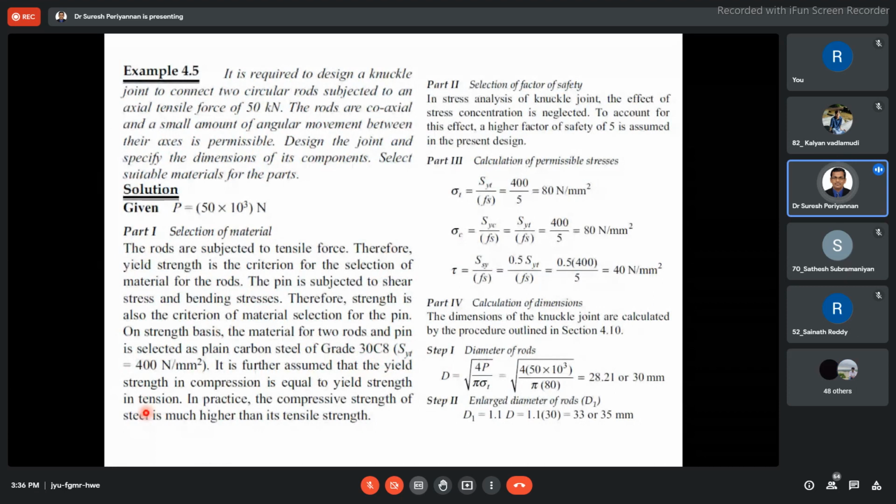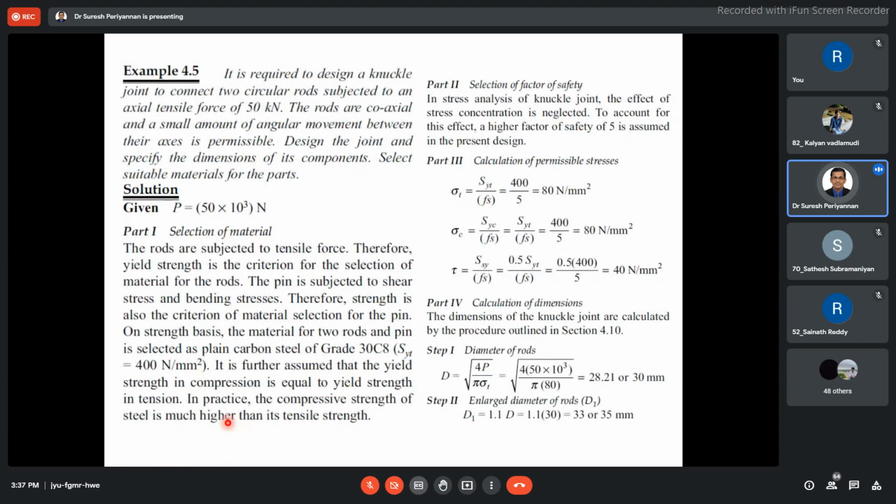Yield strength in compression is at least equal to the yield strength. Suppose compressive strength is not given, you may consider it at least equal to the yield strength. But in practical conditions, compressive strength is always greater than the yield strength. In two earlier problems we discussed, we considered compressive strength as twice the yield strength.